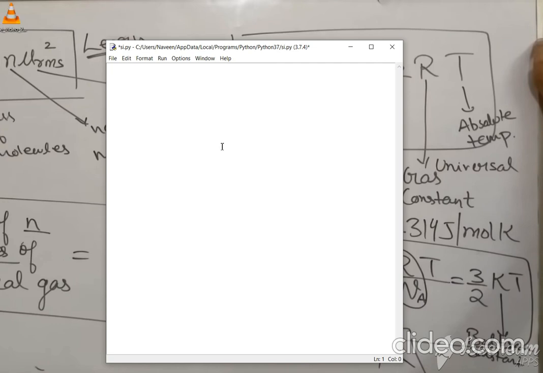So today we are going to make a program on SI, which is simple interest. So let's begin.